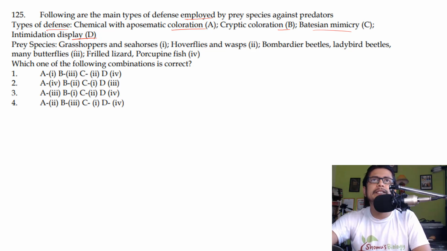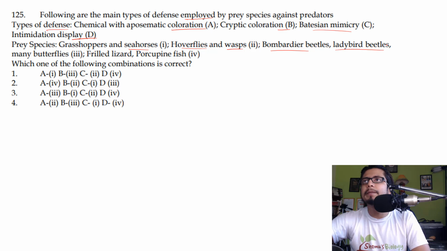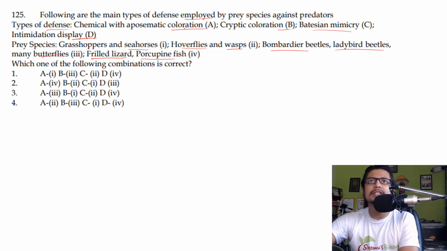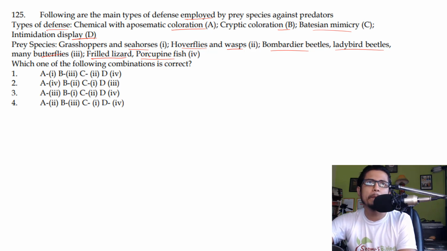Okay. The prey species are listed: grasshoppers, seahorses, wasps, hoverflies, bombardier beetles and ladybird beetles, and many butterflies, frilled lizard, okay, and porcupine fish. We know coloration has nothing to do with the porcupine fish or frilled lizard.